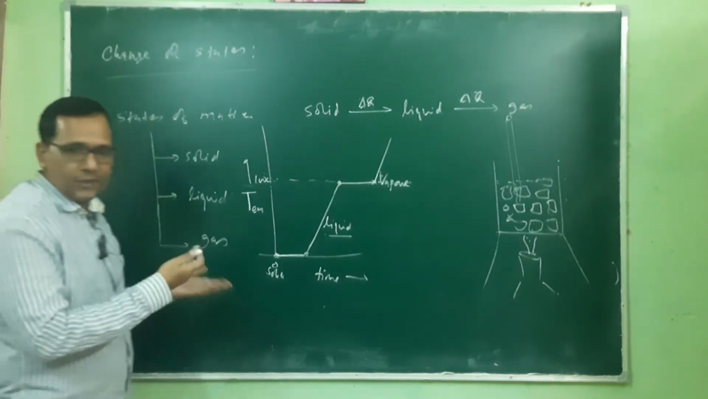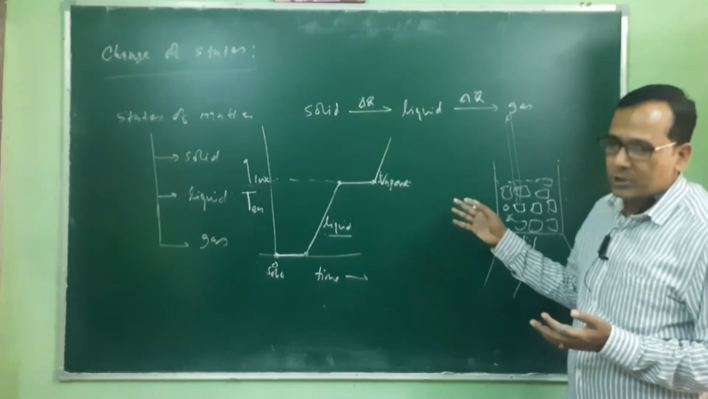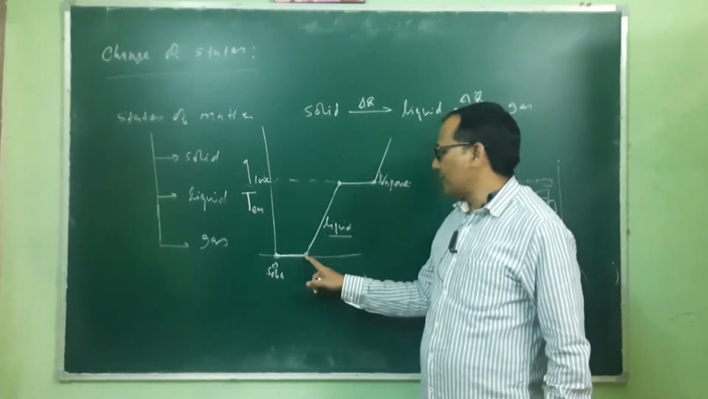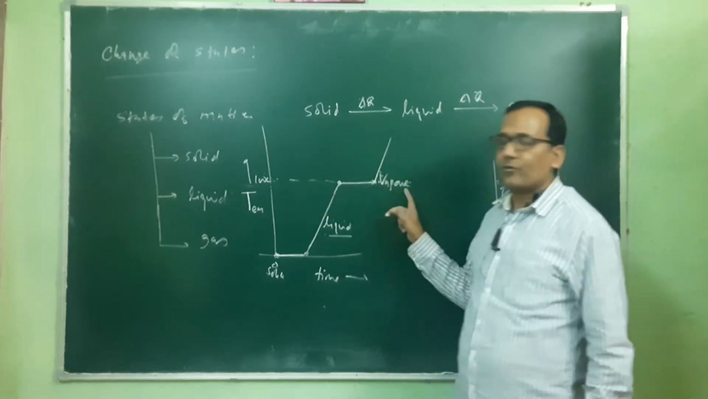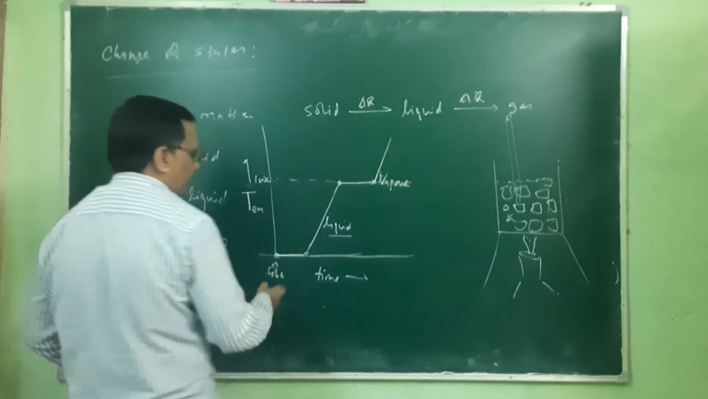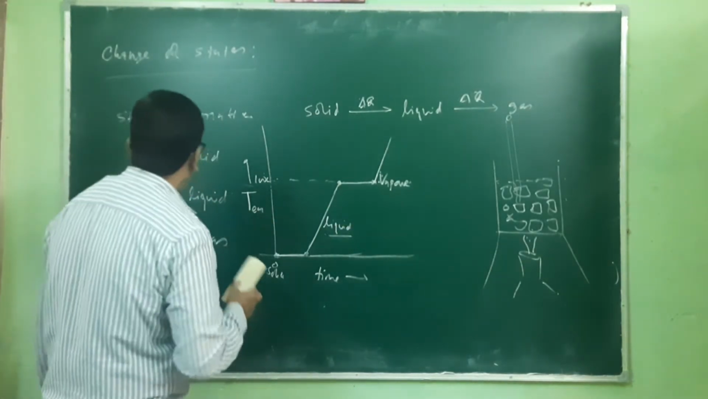Okay, so this is the change in state, especially for water. Water in the solid state converts into liquid, and then it converts into vapor. Now we will define some terms related to melting, boiling, as well as the evaporation point.